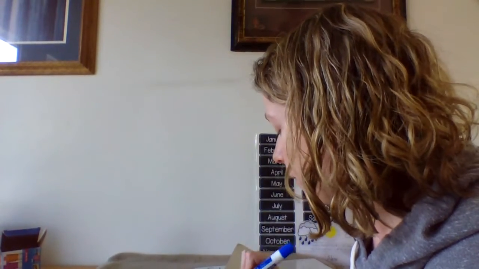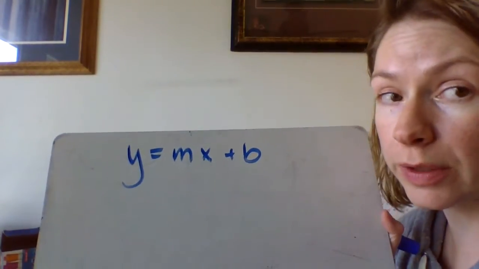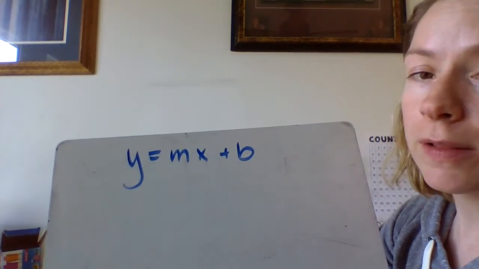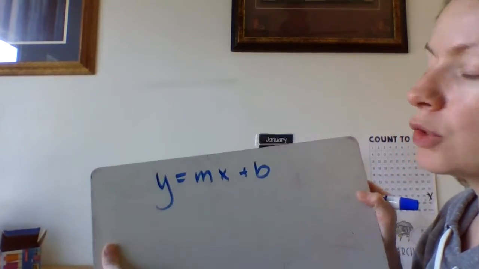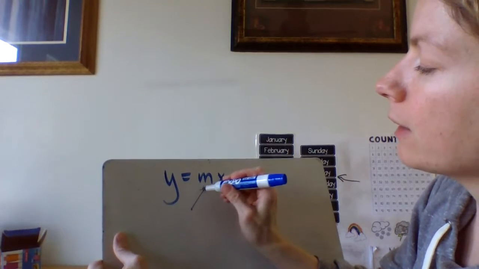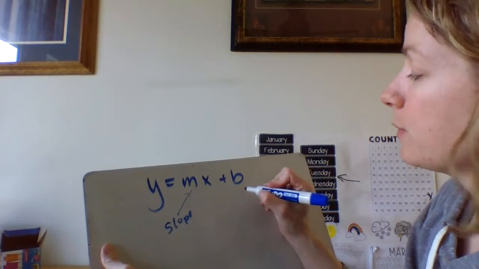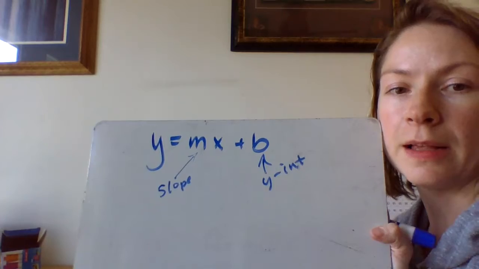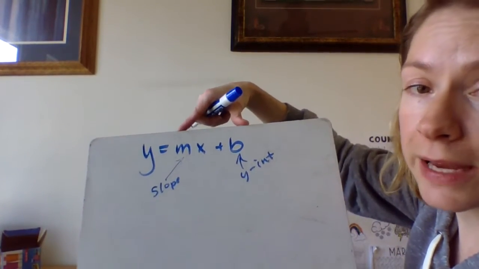So let me get this on here real quick. Slope-intercept form is a form of a line that you should be pretty familiar with. Hopefully you've used it quite a bit, but it's y equals mx plus b. If we were in class right now, I would have asked for it and you guys all would have shouted out because you know how to use this. So this one right here, m, is my slope. And this one right here, b, is my y-intercept.